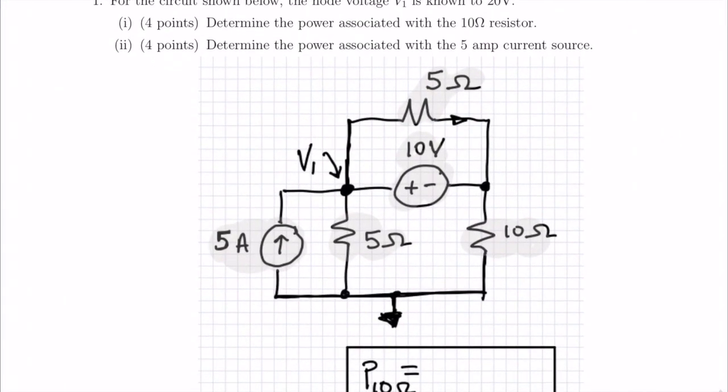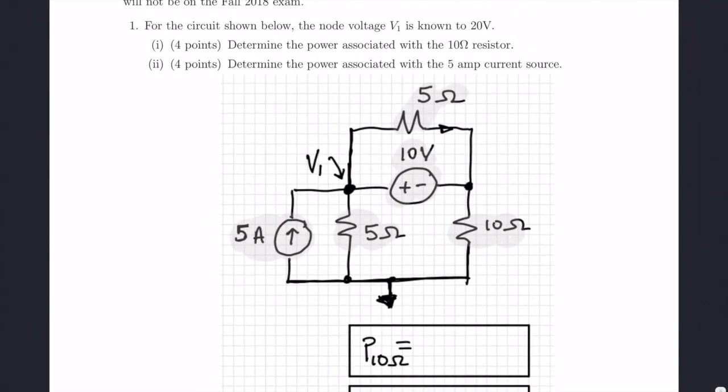Okay, these are some review problems from an old exam. So I thought I'd quickly go over the solutions to these problems. The first one, you're given this circuit. The node voltage V1 is given to be 20 volts.